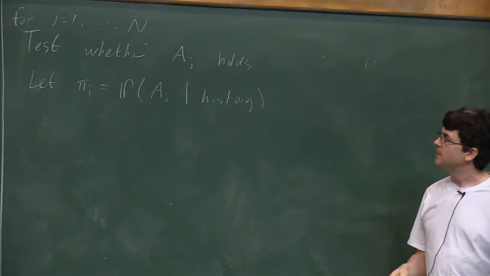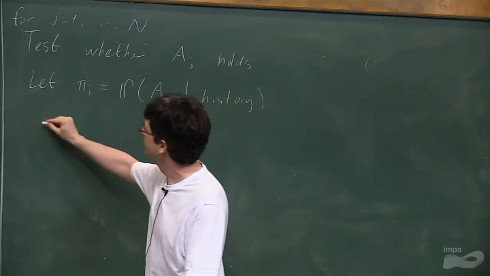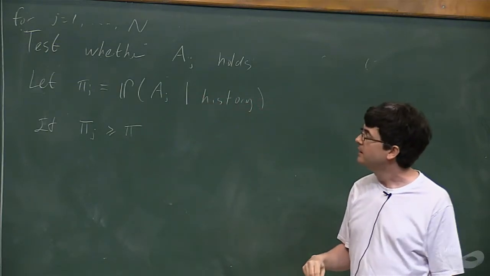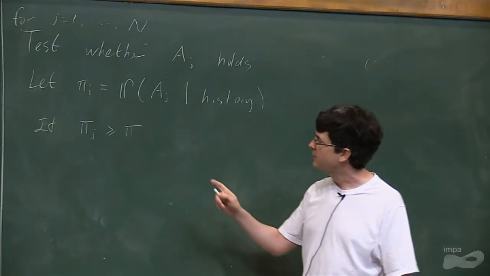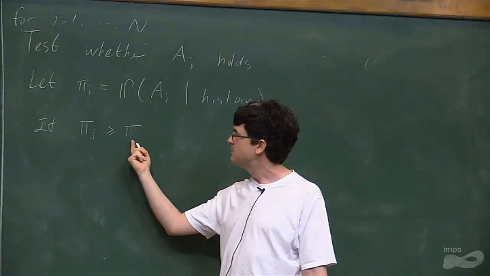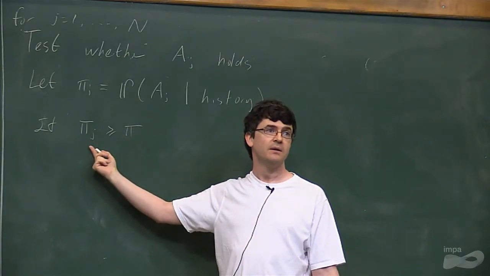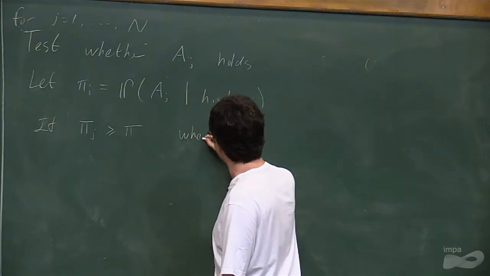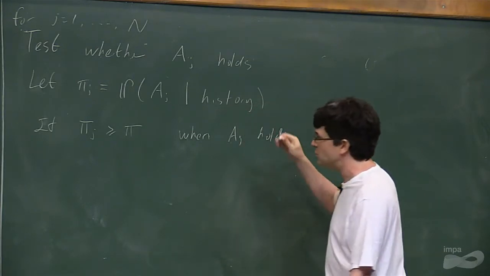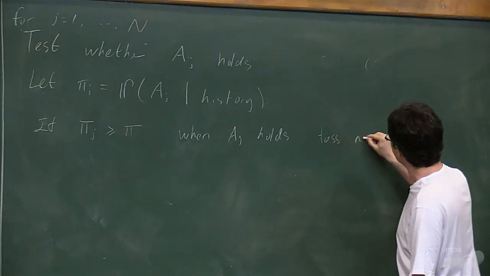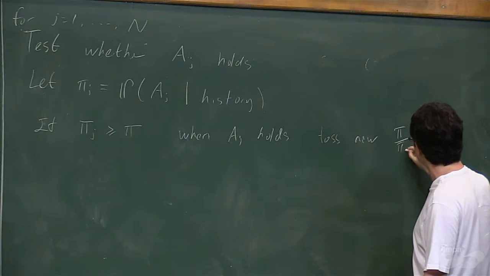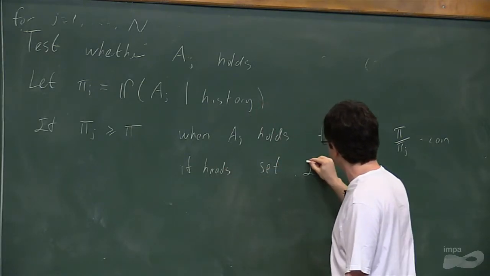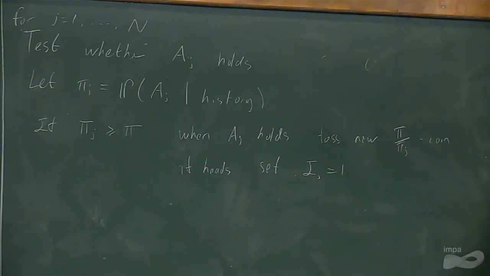Okay, when would we be done if pi_j is at least pi? Then we're happy, because we want, which way round is it? We want the I_j to be 1 with probability pi, and whenever it's 1, the event A_j holds. Okay, so in that case, what we could just do is then, when A_j holds, I mean, the probability is a bit too big, but we can reduce it. So let's just toss a new coin, a coin which has probability pi over pi_j of being heads, and if that's heads, then set I_j to be 1.